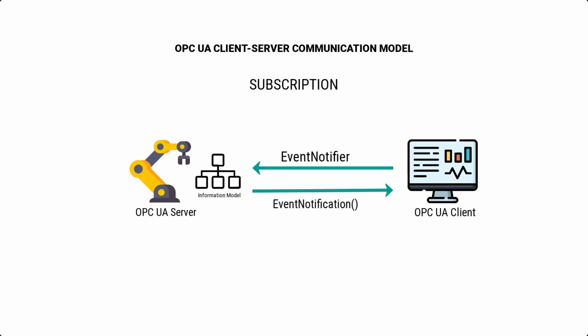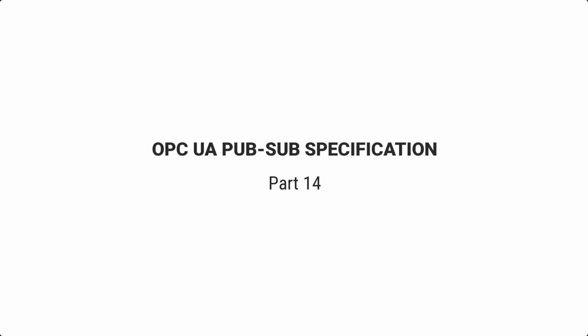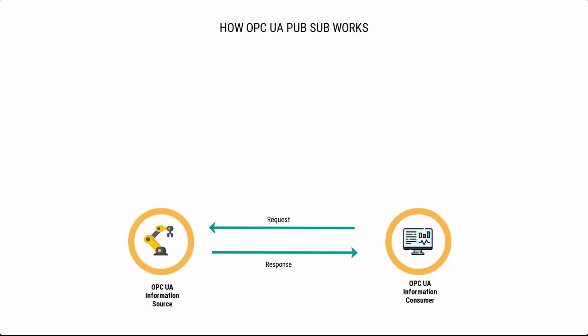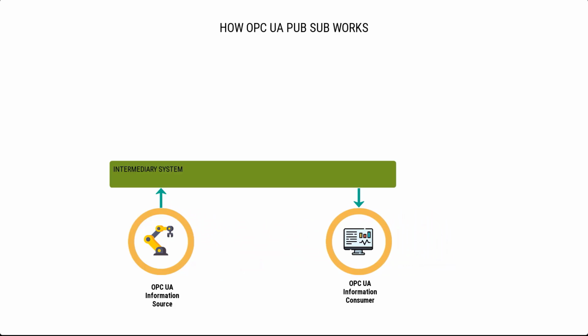So whenever I mention PubSub in this video, I'm referring to the Part 14 PubSub specification and not the inbuilt subscribe feature of the OPC UA client-server communication. Now that we've got that out of the way, let us understand what OPC UA PubSub is and how it works. OPC UA PubSub rides on top of a pattern of communication that is popular with IoT systems. This is whereby, instead of establishing a direct line of communication between the sender and receiver, an independent communication system is used to manage the communication on behalf of both the sender and receiver.